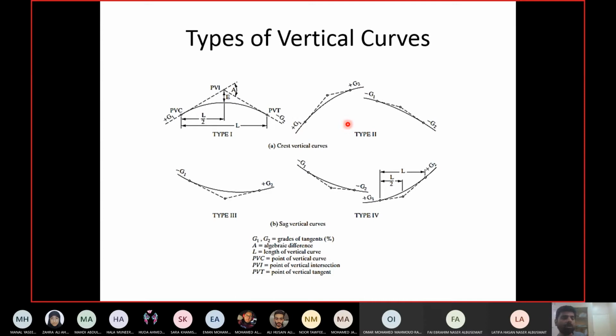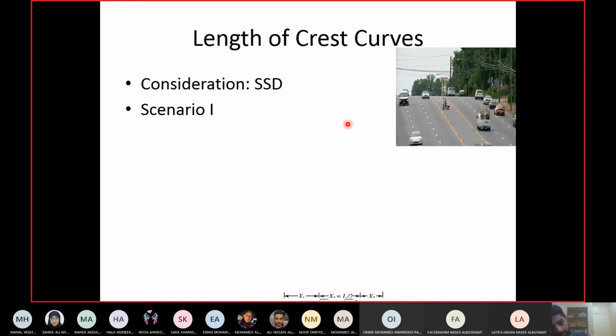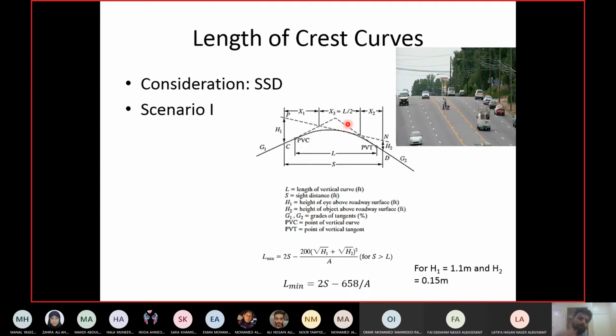If I sketch the whole curve for you and I show the gradients and the curvature, then it's very easy. You can select which type of curve it is: crest, sag, type 1, 2, 3, 4. It's easy. But you can also determine what type of curve you have from the values of the gradients as well.